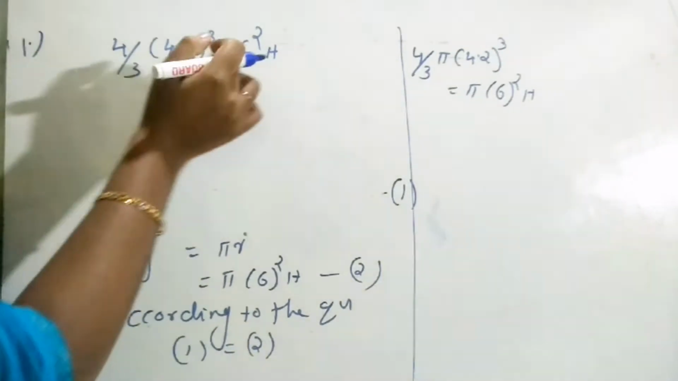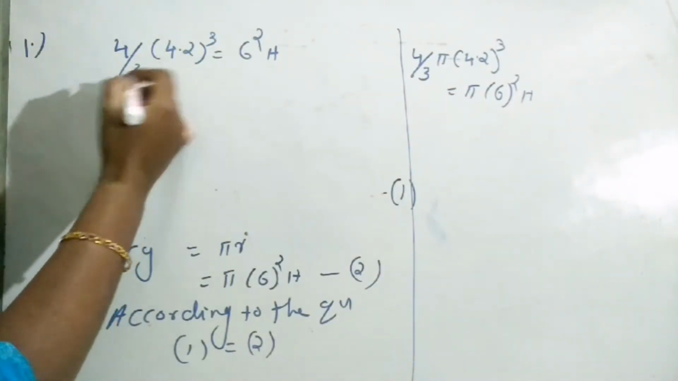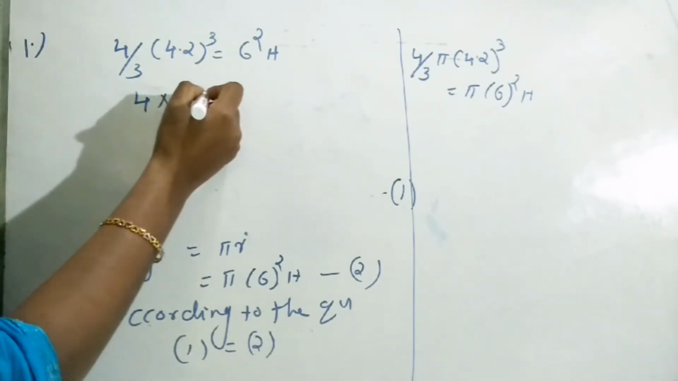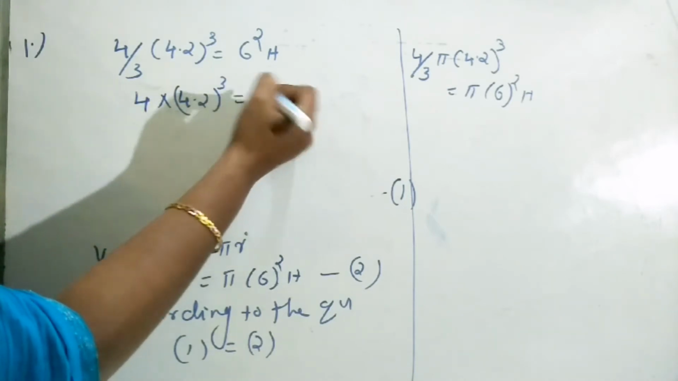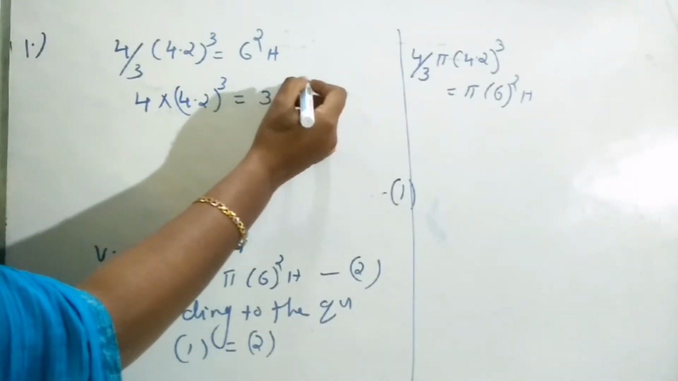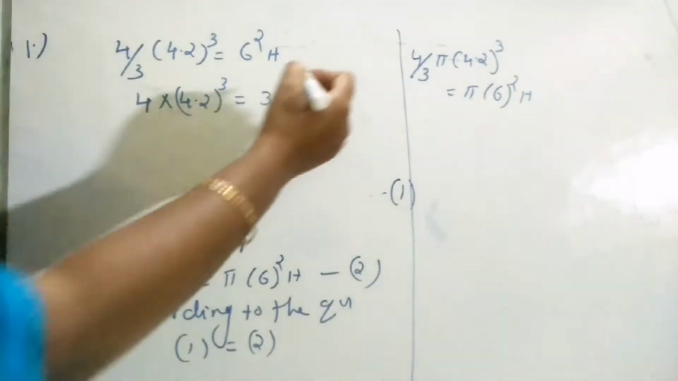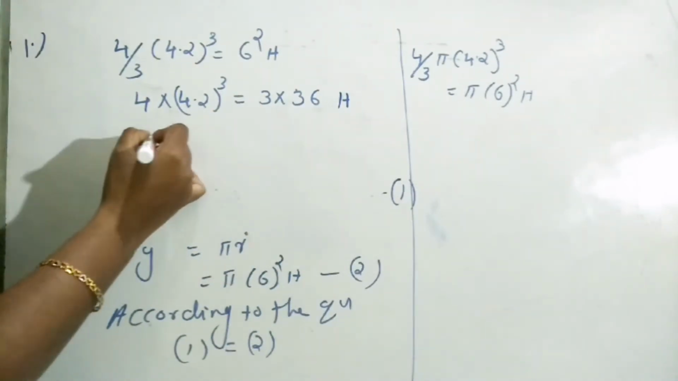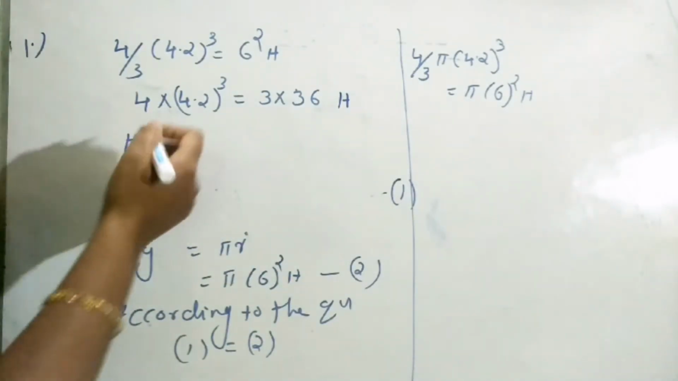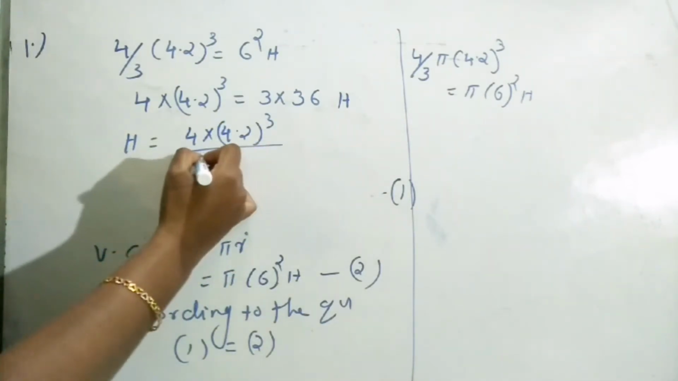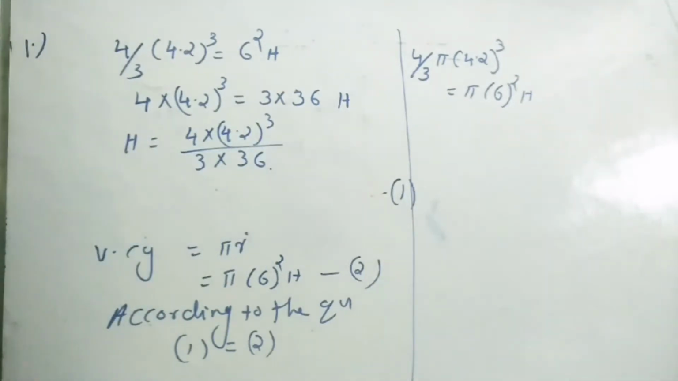Now take this 3 to the other side, that is 4 into (4.2) cube is equal to 3 into 36 into h. We need to find out the value of h. So h is equal to 4 into (4.2) cube divided by 3 into 36.